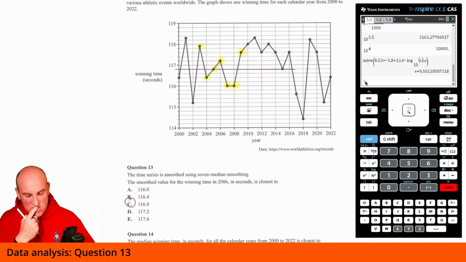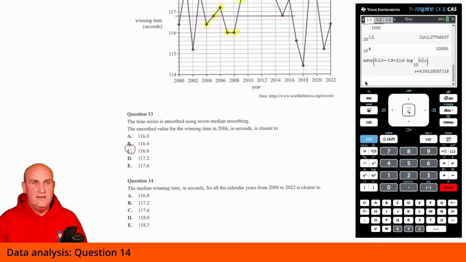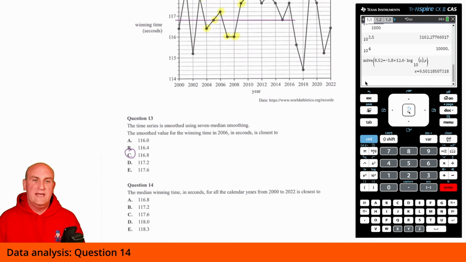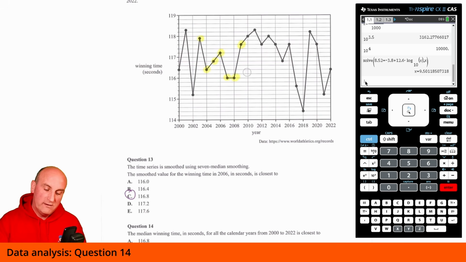I'm just going to turn the page of my solutions I did earlier. He said, ouch, that was loud. 116.8. Awesome. It went on. The median winning time in seconds for all of the calendar years. Okay, so we want all of the calendar years. So very similar. All I needed to do was firstly count how many dots there were in total. So we've got 1, 2, 3, 4, 5, 6, 7, 8, 9, 10, 11, 12, 13, 14, 15, 16, 17, 18, 19, 20, 21, 22, 23. So there are 23 dots.